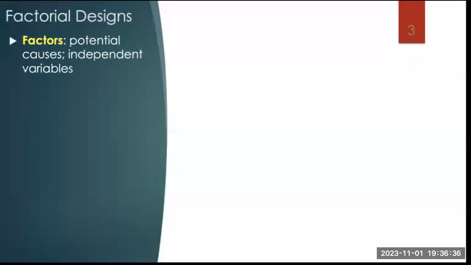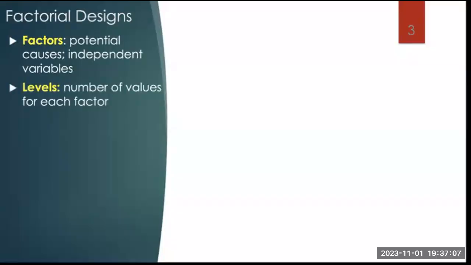So when we talk about factors in factorial design, what we're looking at are the potential causes. Remember, we're here for psychology, so we're usually studying some sort of psychological construct. And because people are very complex, we're often looking at more than one independent variable. So with a factorial design, you're not just looking at one potential cause, you're looking at two or more causes. A level is how many values each factor has.